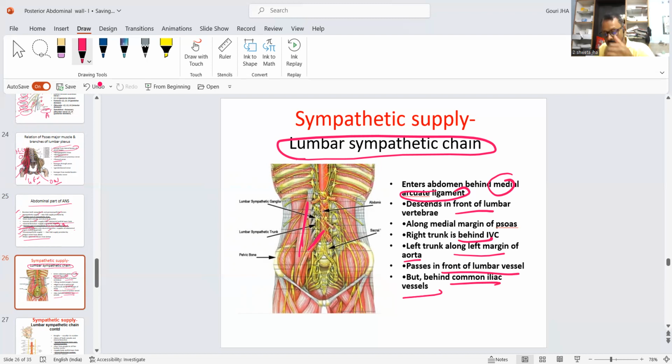So what we have seen over here is the psoas major muscle. It is medial to the psoas major muscle, coming behind the medial arcuate ligament. It is behind the inferior vena cava on the right side, and on the left side, it is lying along the left margin of the aorta.